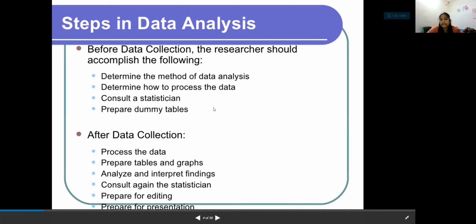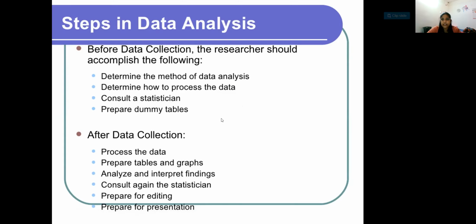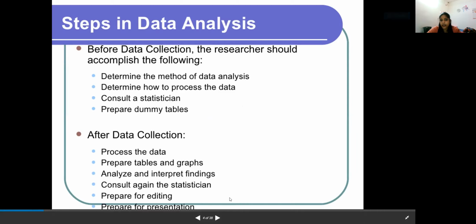Next is consult the statistician. If you don't know how to do the statistics, you can consult the statistician and prepare dummy tables, so you can prepare a trial table for that. After data collection, first we have to process data and prepare tables and graphs, analyze and interpret findings, consult the statistician again, and prepare for editing. We will be discussing this again.